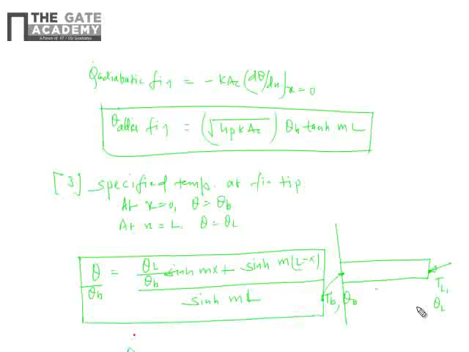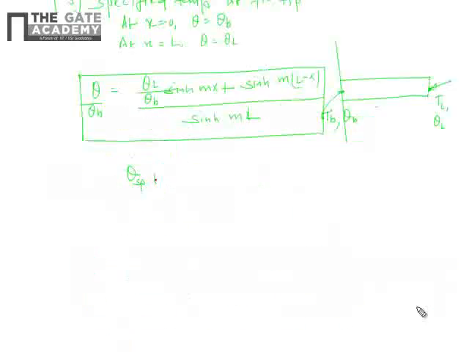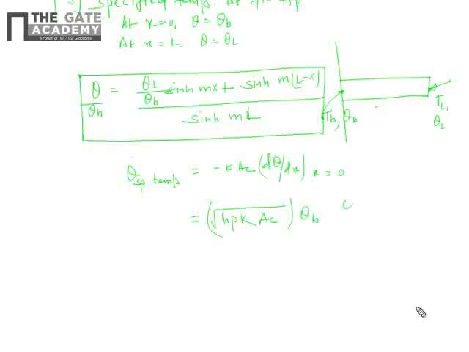And the rate of heat transfer through a fin with specified temperature at the tip is given as minus kAc d theta upon dx at x equal to 0, which is equal to root of hP kAc times theta b, cosh mL minus theta L upon theta b, divided by sinh mL.